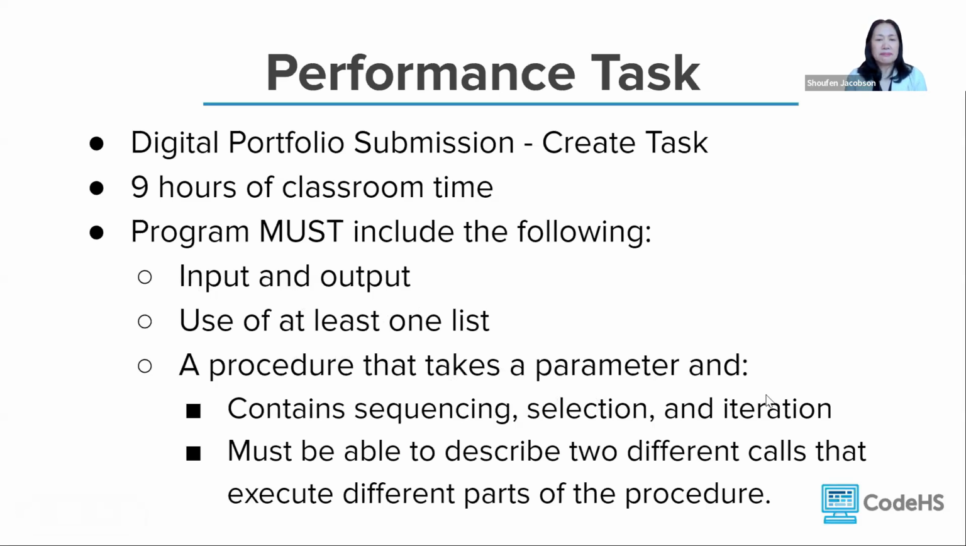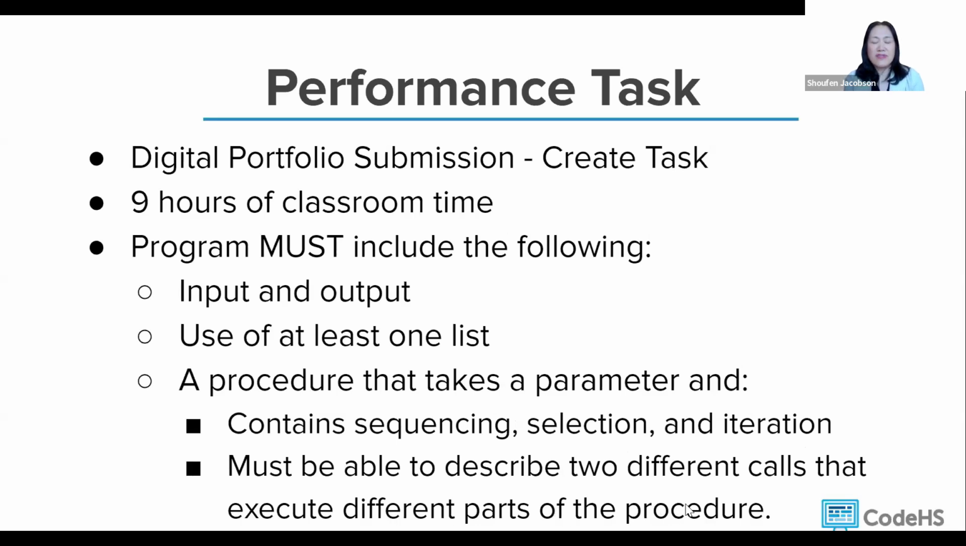So I'm going to move this up a little bit. You must be able to describe 2 different calls that execute different parts of the procedure. College Board loves this. When they set up their FRQs, they want to see if you can call the procedure with 2 different arguments, that either produce the same result, meaning go through the same path, or a different path. Okay, we want to really help our kids understand that piece of the test. That hits the rule 5 errors and testing.